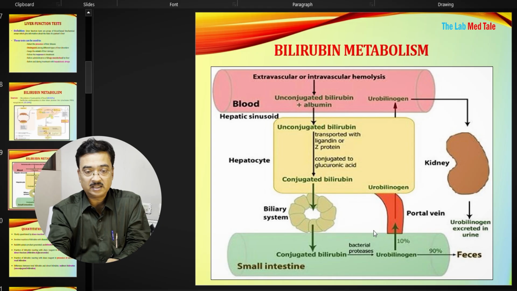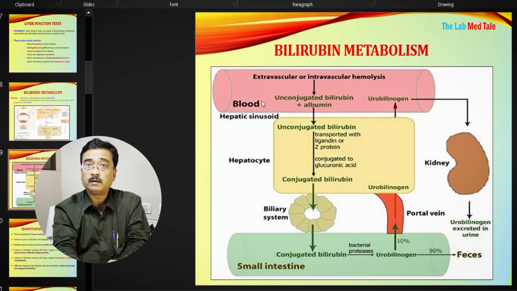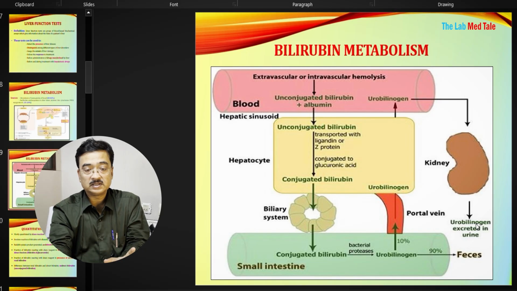So to put it in a less complex way, hemolysis or whatsoever causes bilirubin formation. Bilirubin with the help of albumin comes here, which is totally unconjugated bilirubin. Now, in two steps, it becomes conjugated bilirubin and goes to the biliary system. In the gut, urobilinogen is produced by the gut bacteria, and it is absorbed through the portal vein and released by the kidney. So this is bilirubin metabolism in a nutshell.